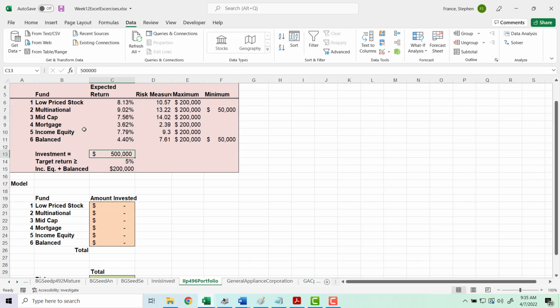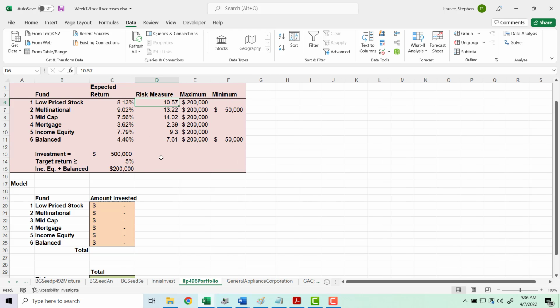Now, what we're doing here is setting our targeted return. This is a trade-off between risk and return. For 5% expected return, what's our minimum risk? We could have done this the other way around, set the risk we would have, and then try to get the maximum return for that level of risk. But for this example, we've got a target return of 5%.